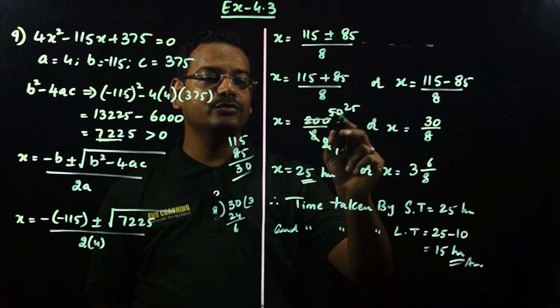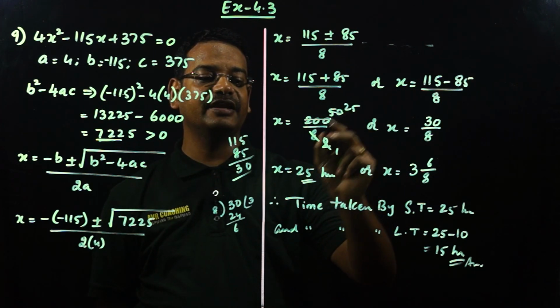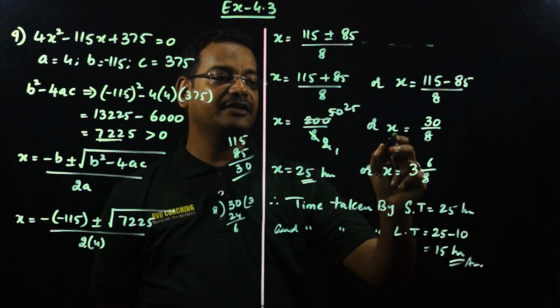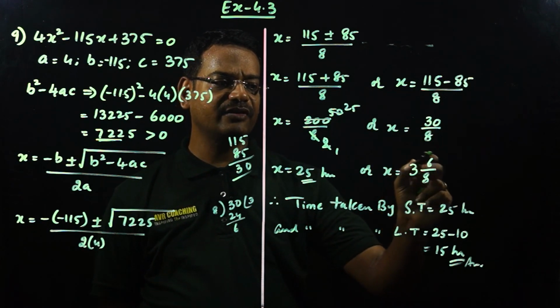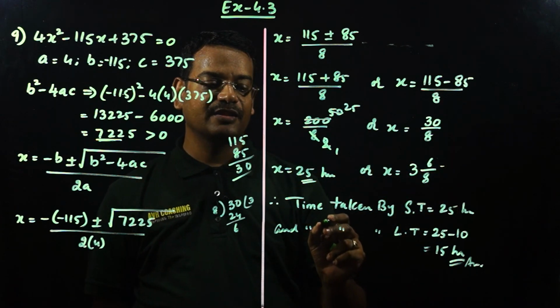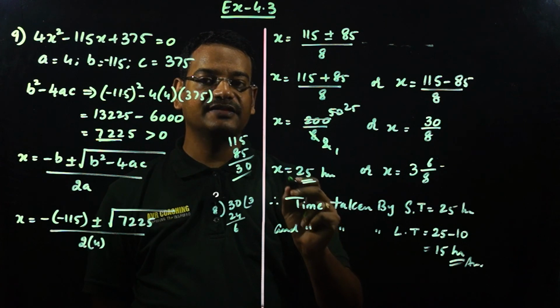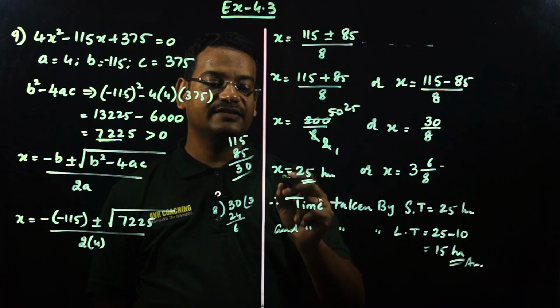So x equal to 115 plus 85 by 8 or x equal to 115 minus 85 by 8. So x equal to 200 by 8. When we cancel and simplify, we get x equal to 25, and the other x equal to 30 by 8. This is a fraction, so we will keep it aside and take x equal to 25. And therefore what is x? X is actually the time taken by the smaller tap to fill up the tank. So x is equal to 25.